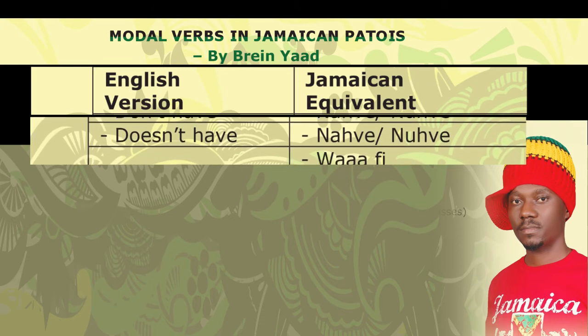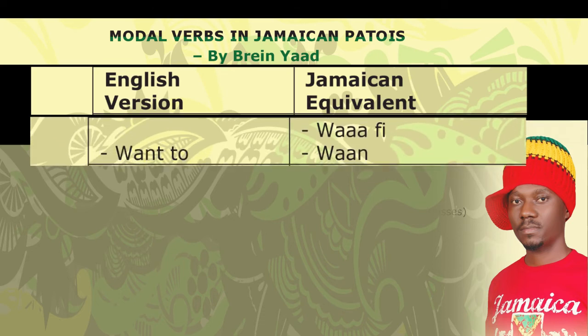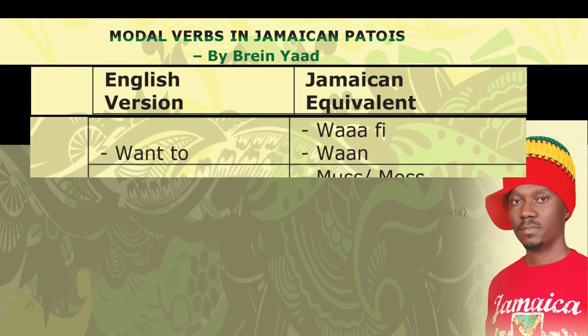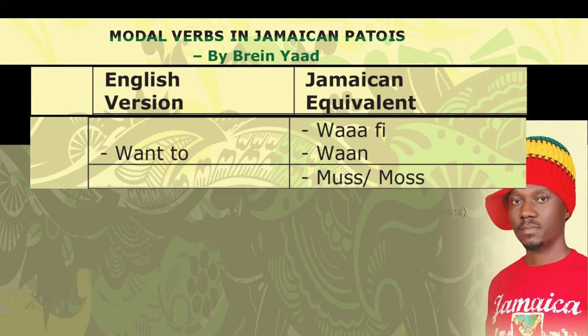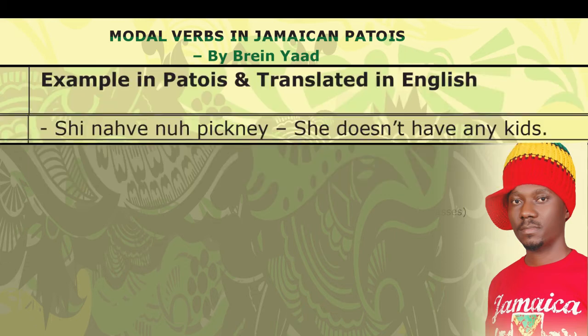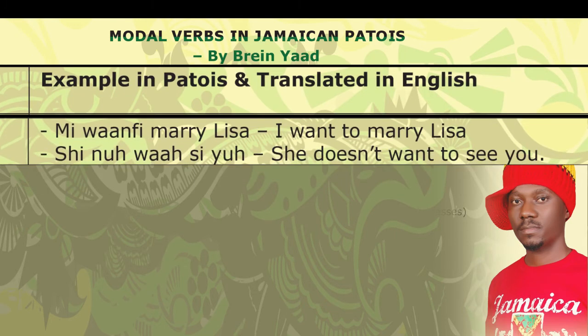And again, how do you say want? We say wafi, or want, or wa. And under example, we shall have something like, me want to marry Lisa, meaning I want to marry Lisa. Or, she no wa see you. She does not want to see you.